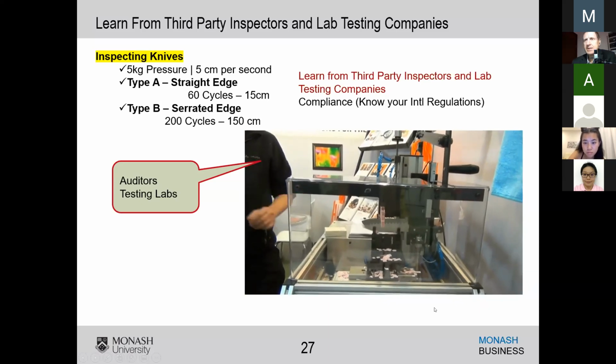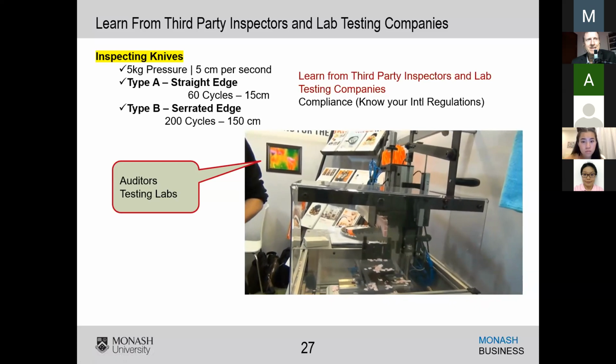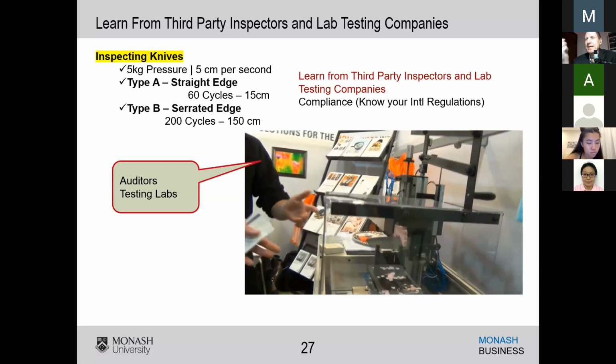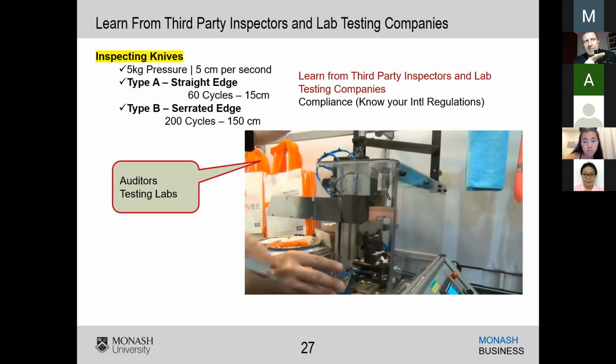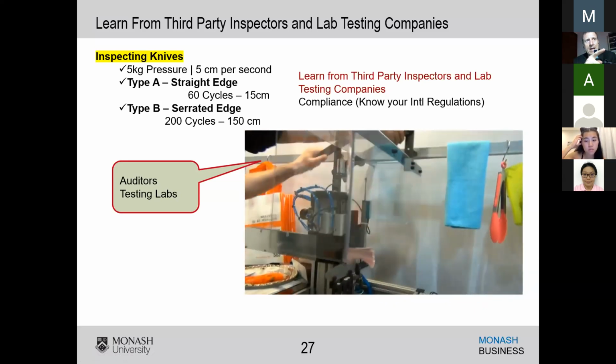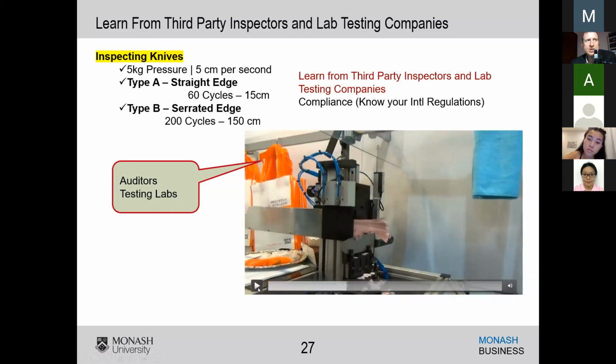What do you think this is? The knife. Yes. So if you were sourcing knives, don't you think it would be useful for you to go and visit which certification company is this? Okay. Which one is it?